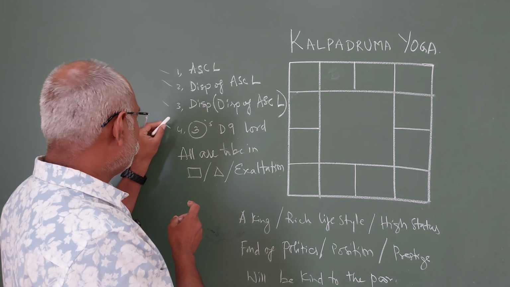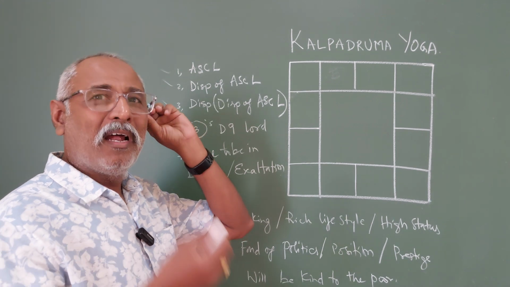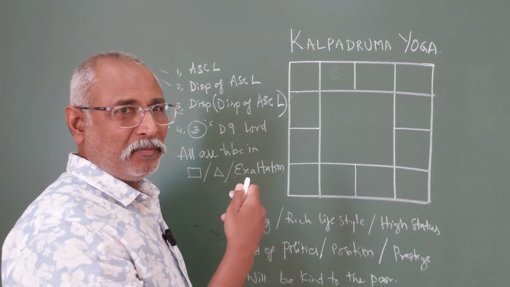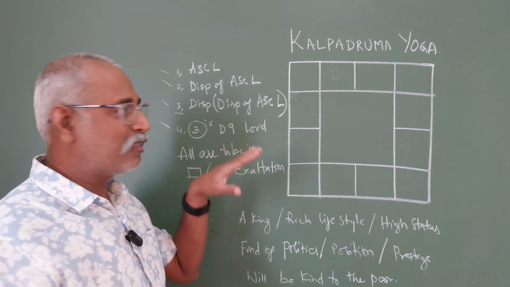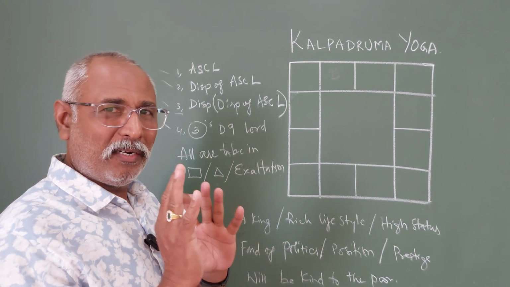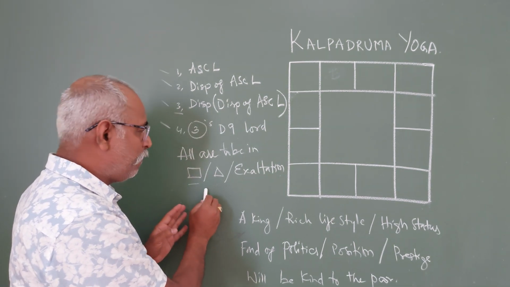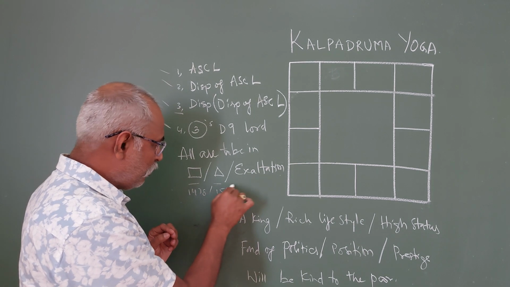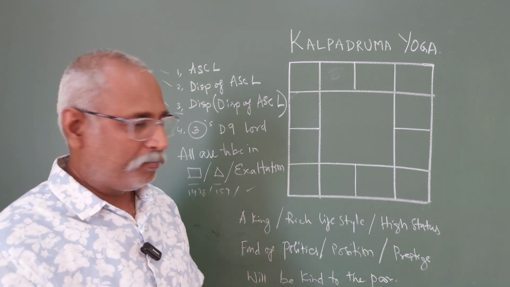And fourth is this particular Lord, the third dispositor, its placement in the D9 chart, and the Lord of that sign to be seen in the D9 itself. The Lord of the sign where the third dispositor is placed in the Navamsha Kundali, and its position in the D9 chart. If these positions are either in Kendra, Trikona, that is 1, 4, 7, 10, or 1, 5, 9, or exaltation positions, then Kalpadruma Yoga is formed.